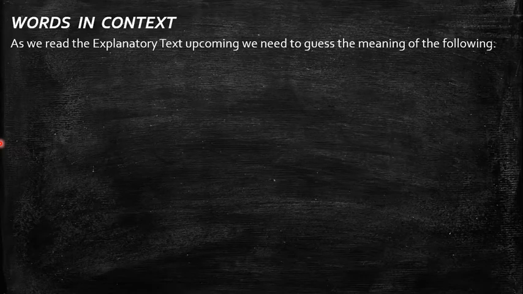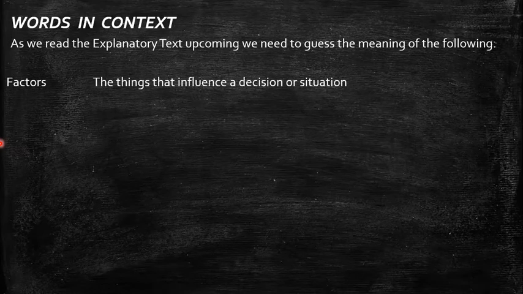So before that, here are some words that we must know beforehand. The very first word is factors. And what are factors? Factors are the things that influence a decision or a situation. For example, one of the factors that I bought a cat as a pet was because it's clean. So buying a cat because of its hygiene and cleanliness is one of the factors which influenced your decision, which made you decide about it. So it is a deciding factor.